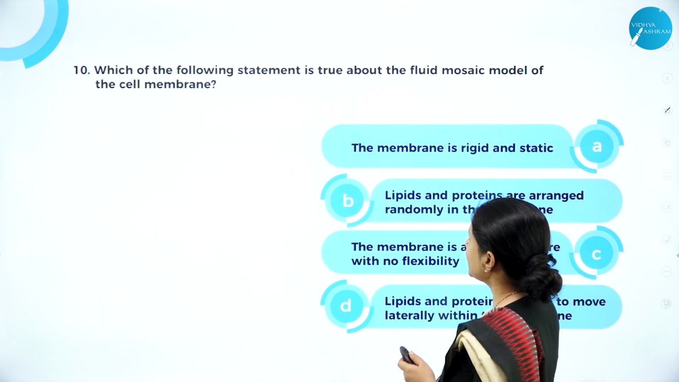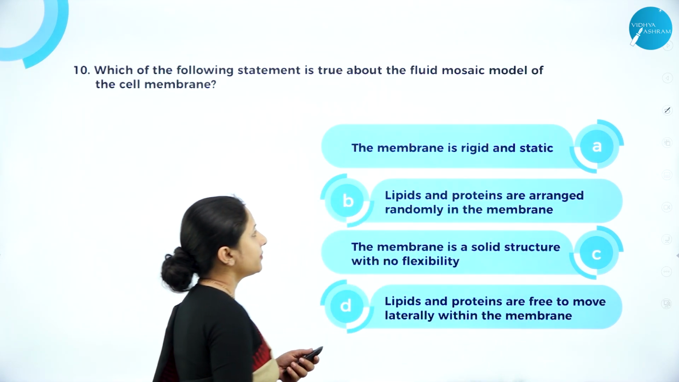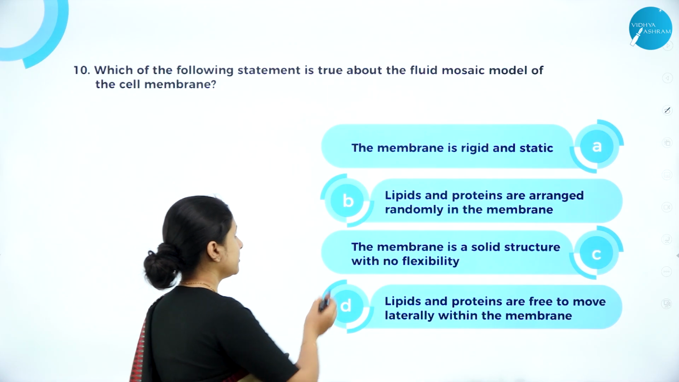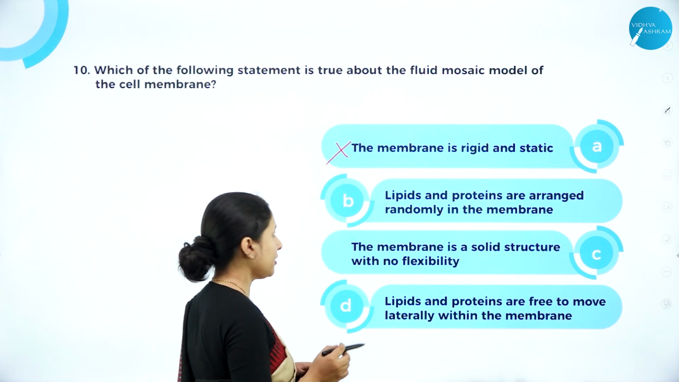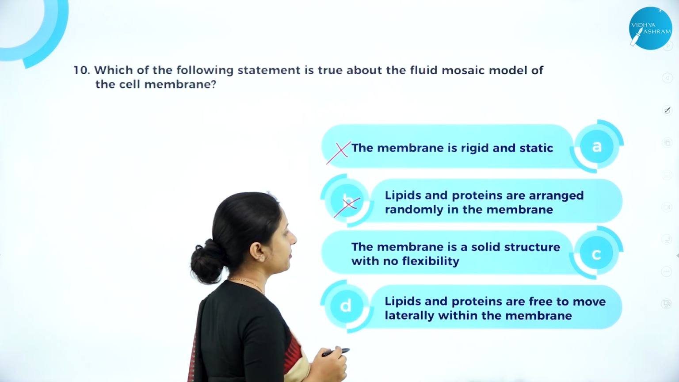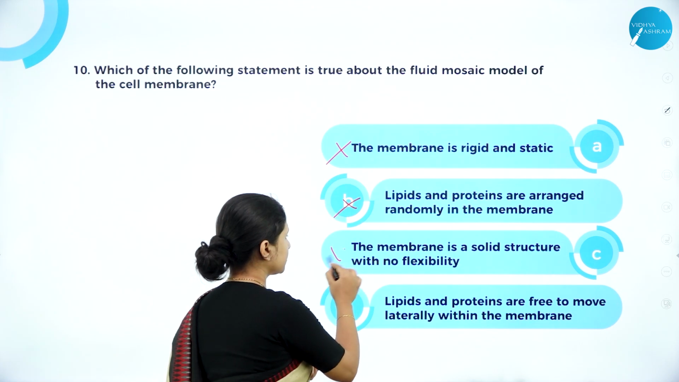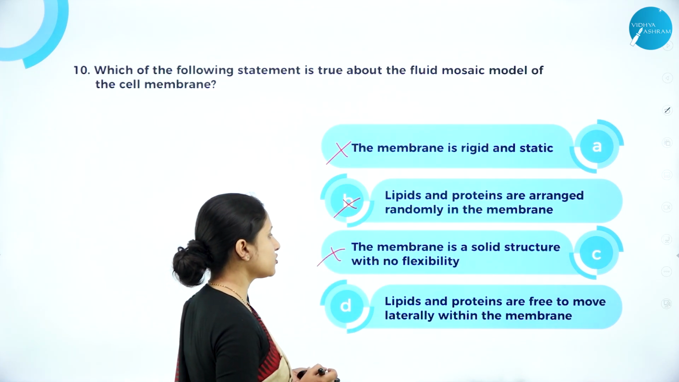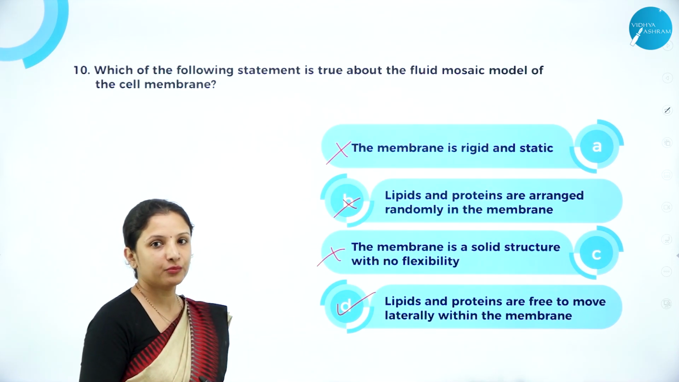Next, which of the following statement is true about the fluid mosaic model of the cell membrane? The membrane is rigid and static. No, it's wrong. Lipids and proteins are arranged randomly in the membrane. No, that's also wrong. The membrane is a solid structure with no flexibility. That is also wrong. Lipids and proteins are free to move laterally within the membrane. This is true.